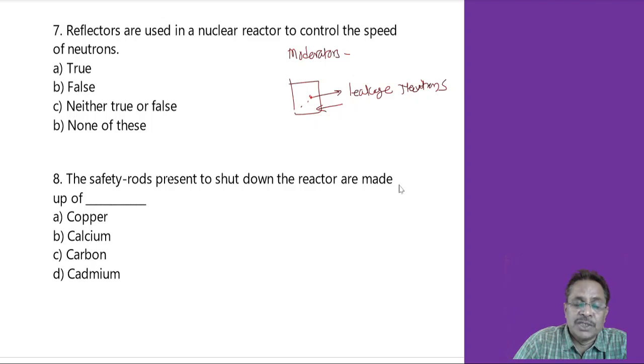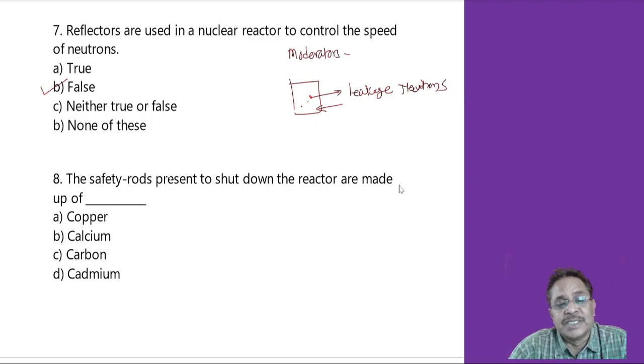Therefore this is the function of a reflector: to reflect back the neutrons which are leaking out. Therefore, the statement that reflectors are used in a nuclear reactor to control the speed of the neutrons is false, and option B is the correct option for question number 7.